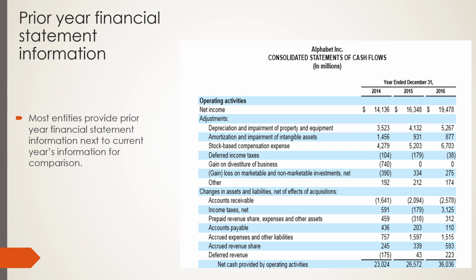Friends, apart from current year information, financial statements also provide prior year information next to current year for comparison. On the screen, you can see Alphabet Inc.'s consolidated statement of cash flow. As you can see, it has 3 years of consecutive data. It helps analysts compare past performance to present and make a determination of future success.